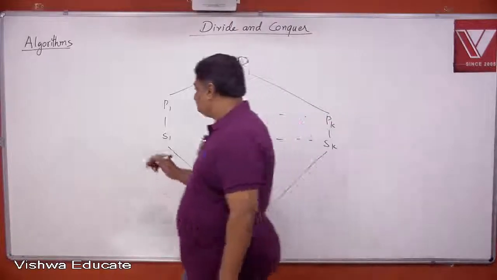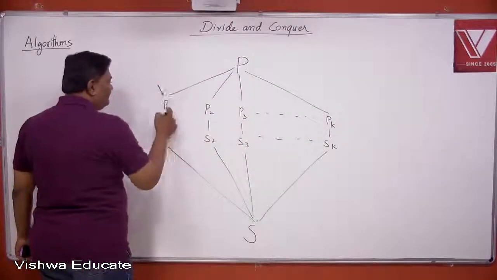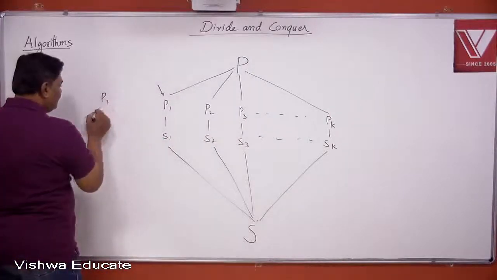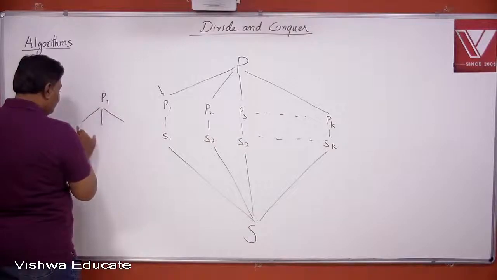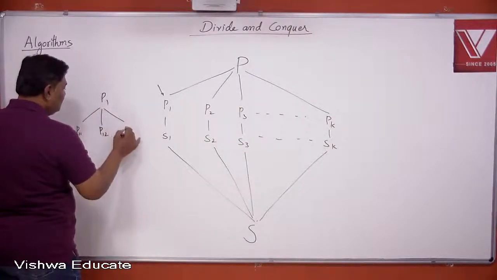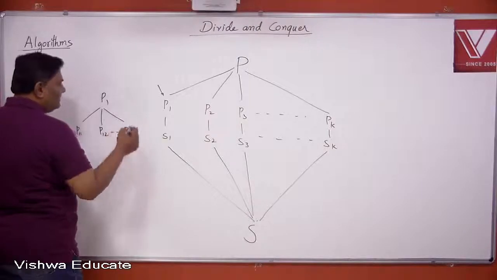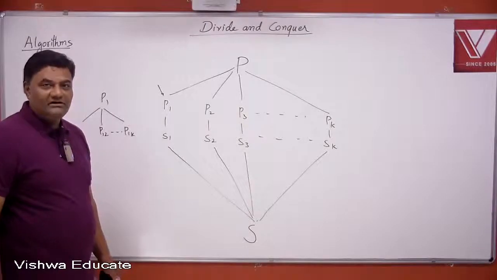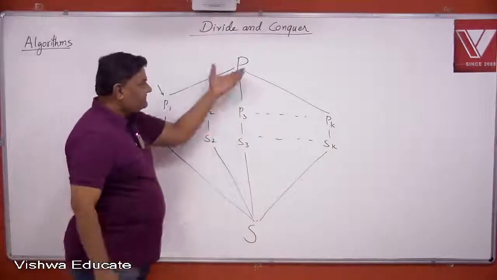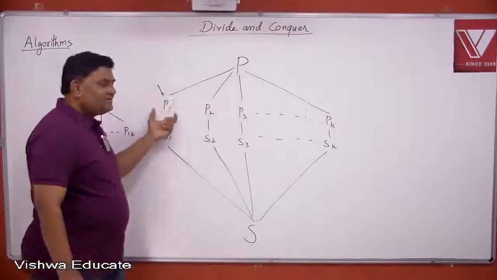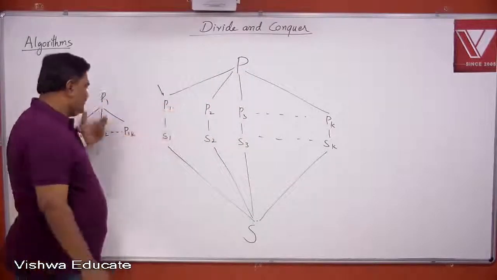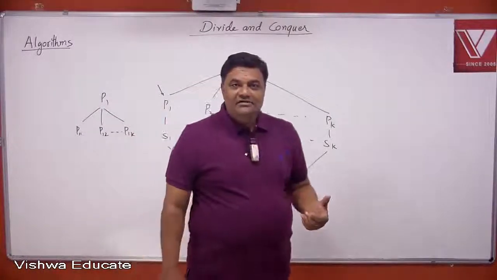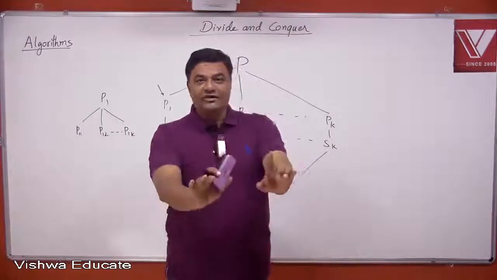Then, what if the sub-problem is also large? Then on the sub-problem also, you apply the divide and conquer strategy. It means on this, division is done. This is also large, again division is done. This is also large, again division is done. Then where to stop? This is small, stop.